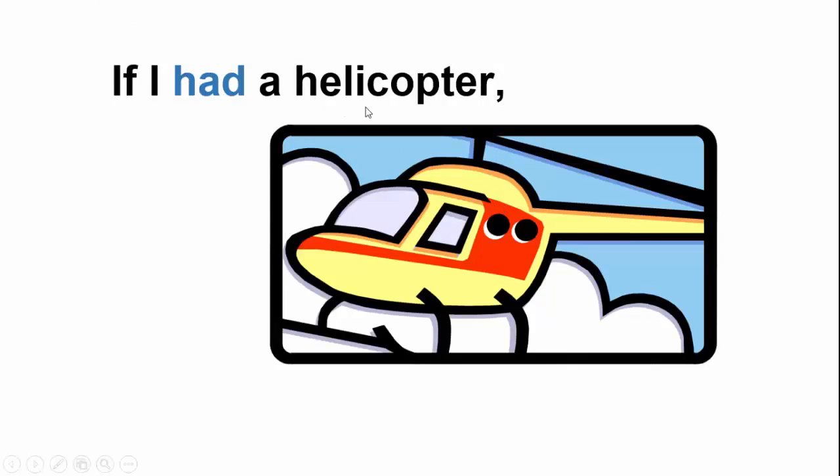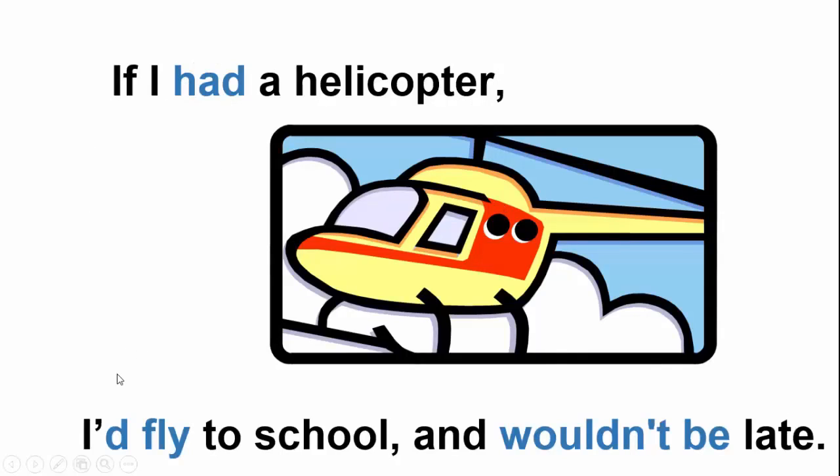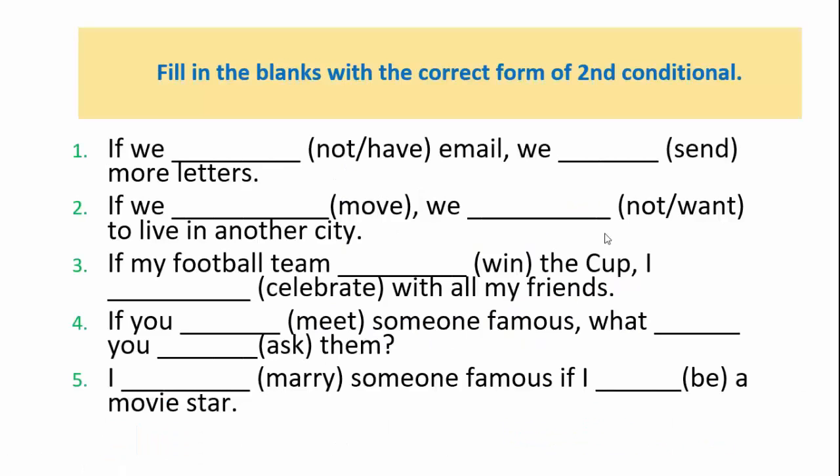If I had a helicopter, I would fly to school and wouldn't be late. Now, here in this exercise, we will fill in the blanks with the correct form of second conditional. Let's see number 1, 2, 3, 4, and 5. We have to fill in the blanks with the second conditional. Be careful. If there is if, we use past simple, and after the comma, we use would plus the infinitive.